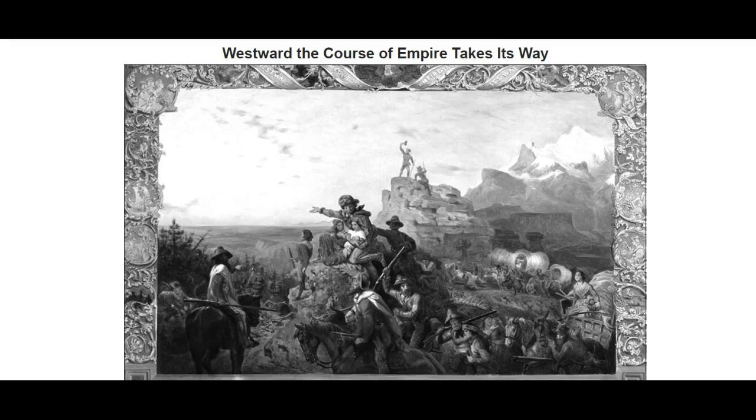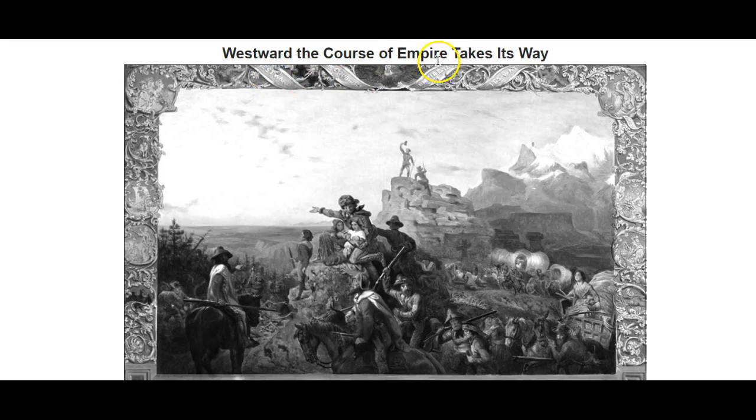Okay. The Westward Course of Empire Takes Its Way. That's the name of this painting. It's a famous painting. And what do we got? Well, you're looking at the painting, so you're going from the east to the west. You see the brave pioneers there pointing to the west, waving their hats on horseback. There's the covered wagons going out there, charging across.